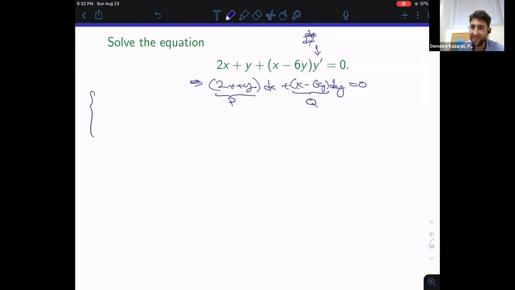Let's write down the two equations we know that F needs to satisfy. So the derivative with respect to x should be 2x plus y. The y derivative should be x minus 6y. All right.